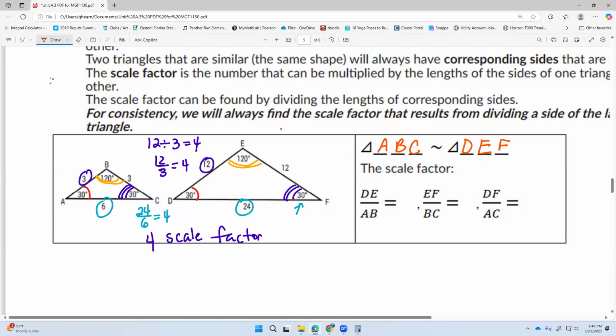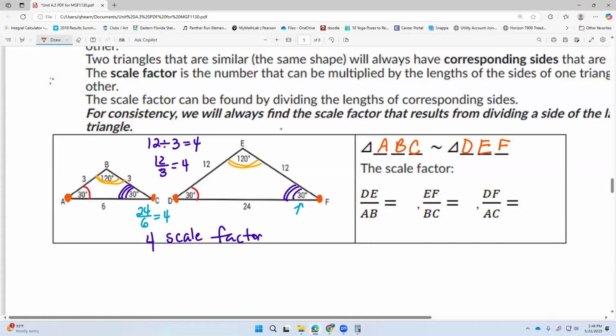So you name the side of a triangle based on the letters of the vertices at each end. So for example, the side of length 6 on triangle ABC is called AC. And the side of length 24 that corresponds to it on the other triangle is called DF or FD. The order doesn't matter, though we usually go in alphabetical order.